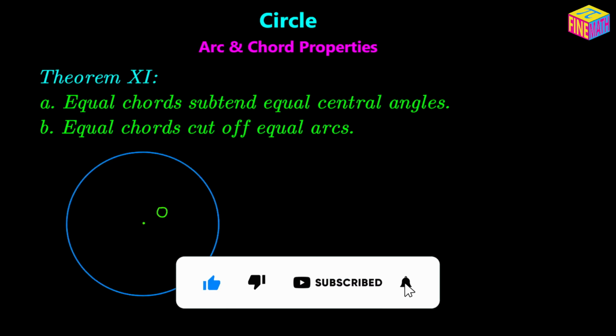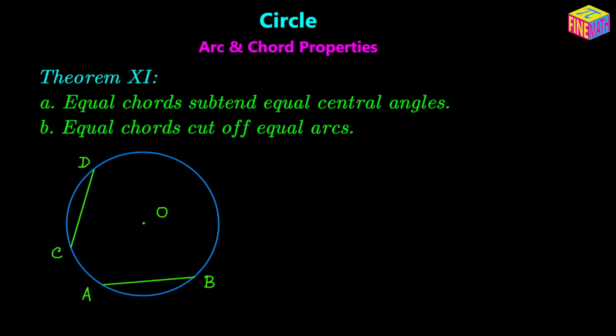equal arcs. Let's suppose we have a circle like this having the center at the point O, and we have two chords which are of equal length. So let's assume that AB is equal to CD. That means the length of the AB chord is equal to the length of the CD chord.